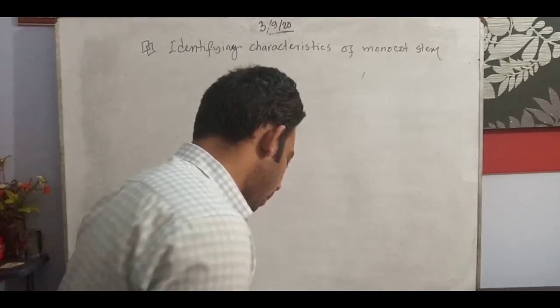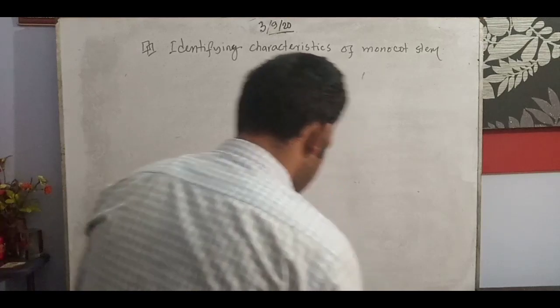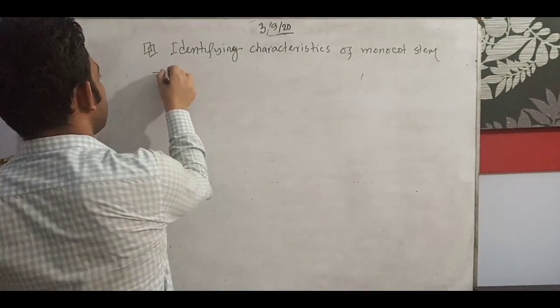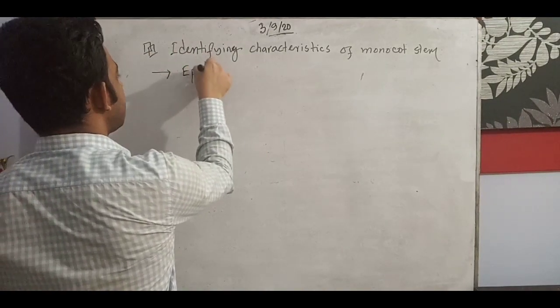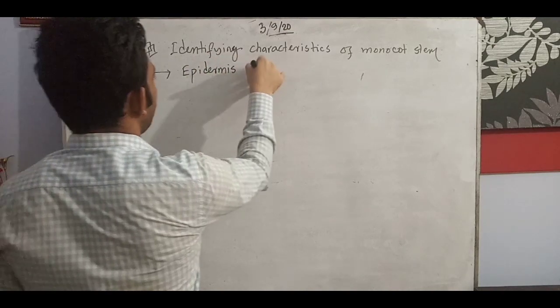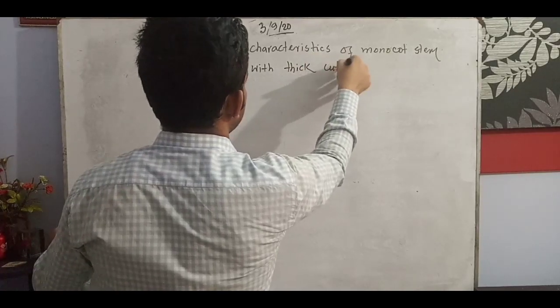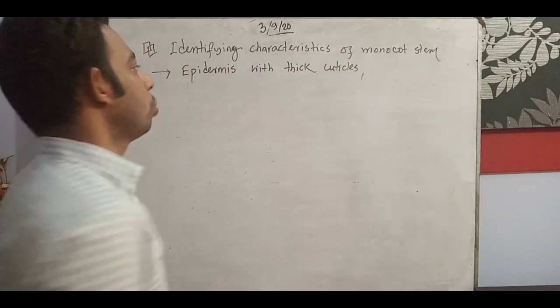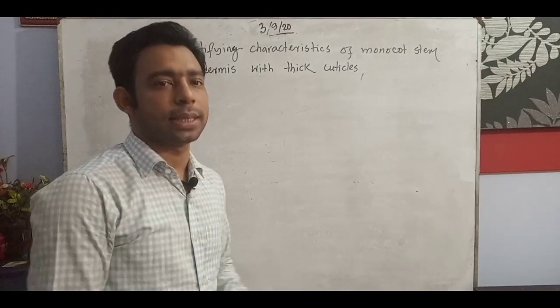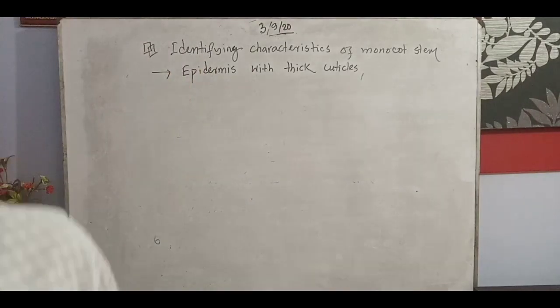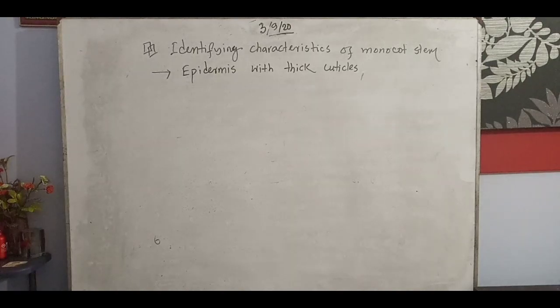The very first one: epidermis with thick cuticles. Can you think about that, sir? Do we get thick cuticles all the time? Many stems, not only monocot, can have a thick cuticle, but it is still counted as an identifying feature.